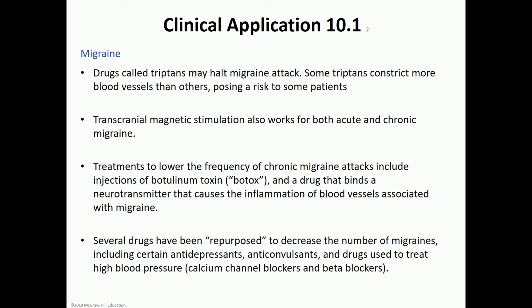Some drugs have actually been used to treat other conditions, and now were found to also help in the treatment of migraine. So we call these repurposed drugs. Okay, for example, antidepressants, anticonvulsants, some drugs that we used to treat high blood pressure. Some of them by coincidence, or by accident, we found out that they also help in reducing the frequency of a migraine. So we kind of repurposed those and use them as migraine treatments.